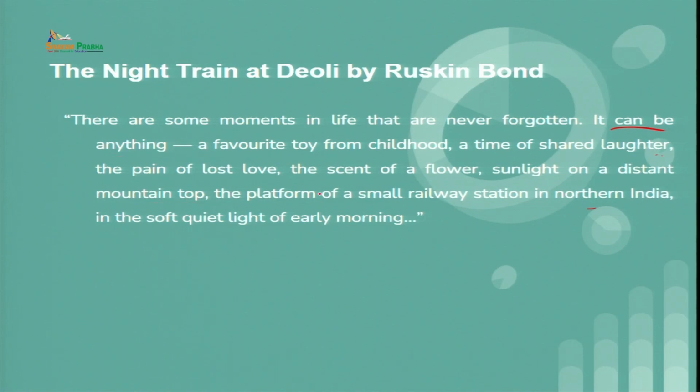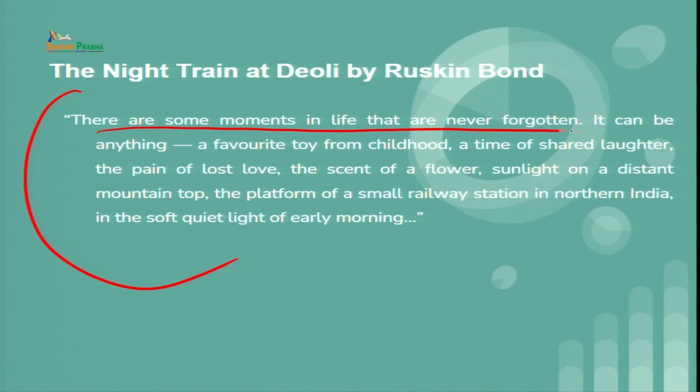For example, you see the pain of lost love, the scent of a flower, a very imaginative use of language, sunlight on a distant mountain top. You see moments in life, a lot of phrases that can be looked upon, and you find joy while reading it. But when you go through the paraphrastic method, you would first simplify the language of the text by rewording it. And how could you reword it? By saying that there are some moments in life that are never forgotten.